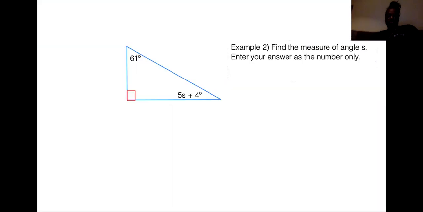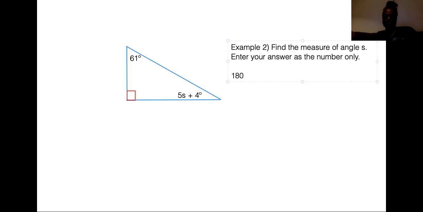Okay, so here we go for example 2. We need to find the measure of angle S, or the angle that has S in it. Enter your answer as a number only. So again, remember what I told you. The first thing that you can do is set up an equation, because you know what all three of these angles are going to total to. All three of these angles are going to total to 180 degrees.